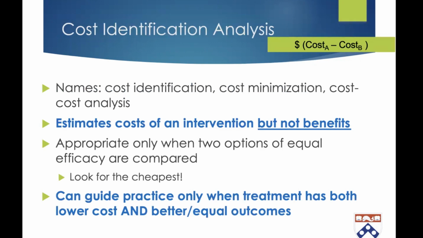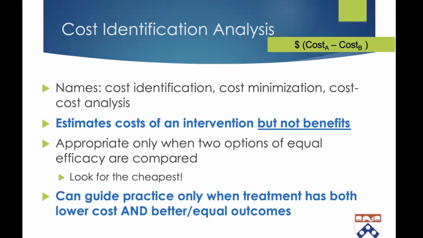So cost identification analysis, it's cost A minus cost B. Other names include cost identification, cost minimization, cost analysis. So this looks only at the cost of an intervention, but not the benefits.